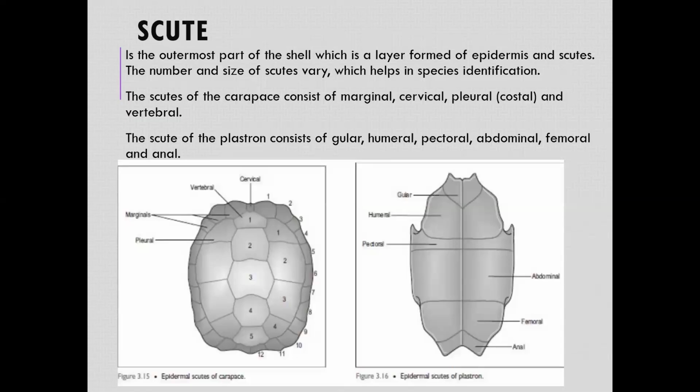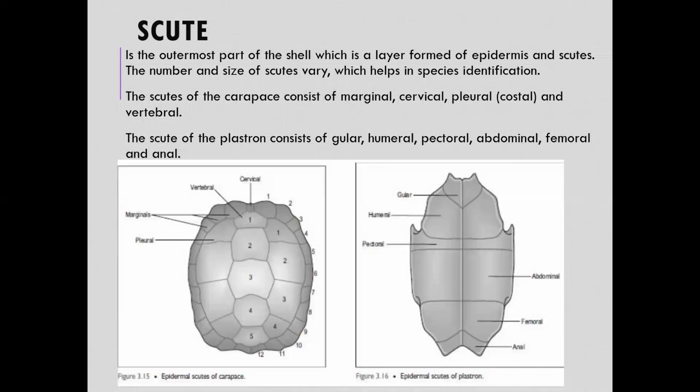Okay, the scute is the outermost part of the shell, a modification of the scale. It's formed by the epidermis, and the number and size of the scutes vary among species of turtle or tortoise. This can help in species identification in the wild, especially in conservation.